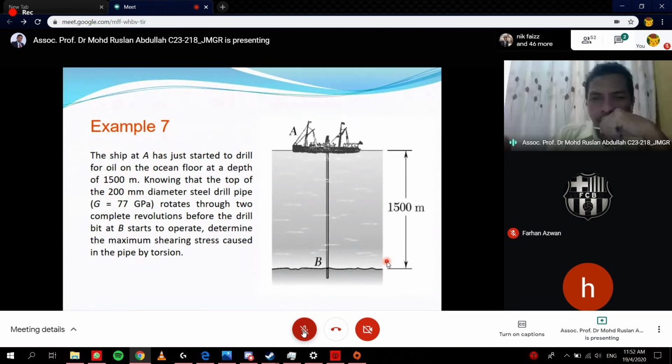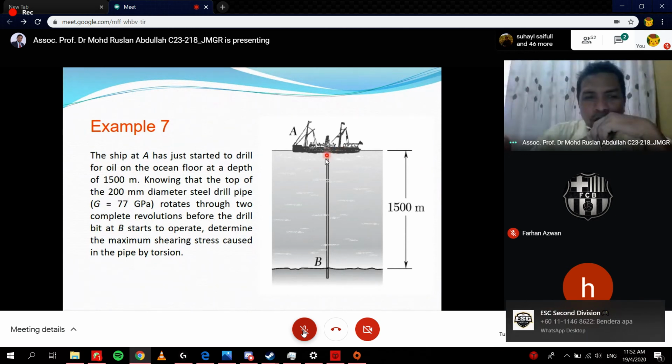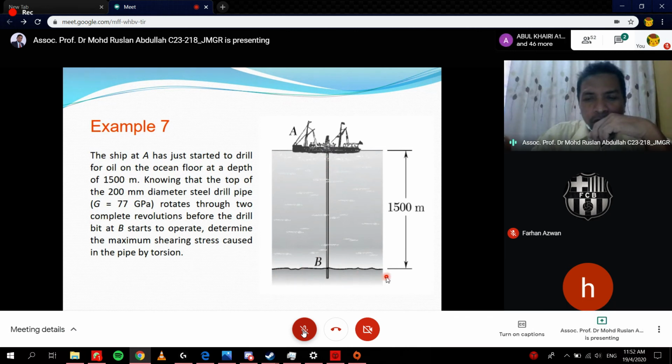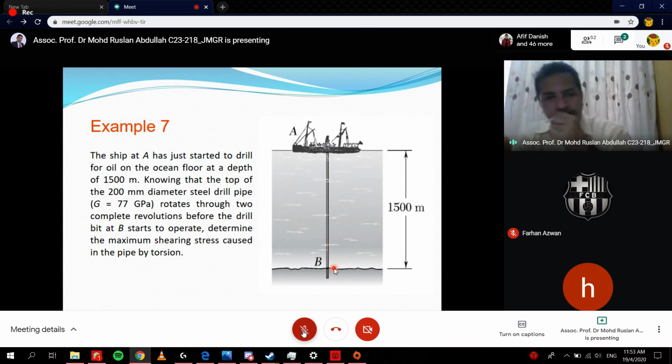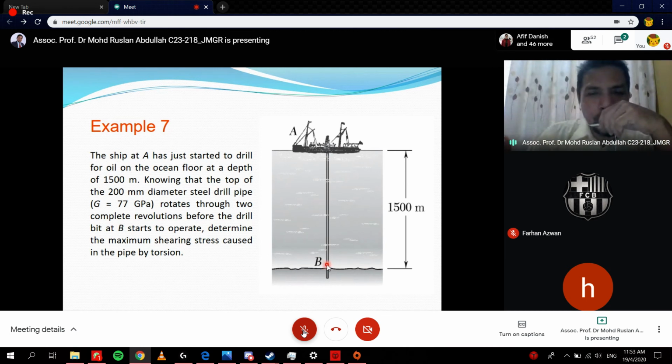So in this example, we have a ship. The ship has just started to drill for oil on the ocean floor. This is what we call the ocean floor, or sometimes the seabed. The depth equals 1,500 meters, or 1.5 kilometers. It's quite a depth. You just imagine the pipe.